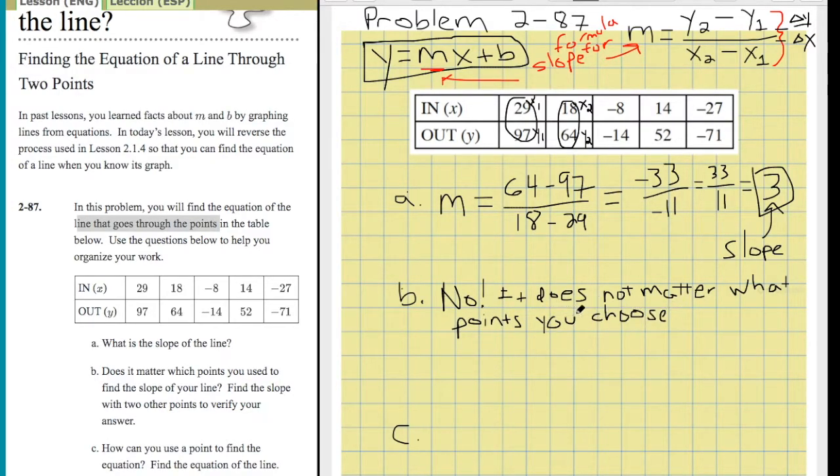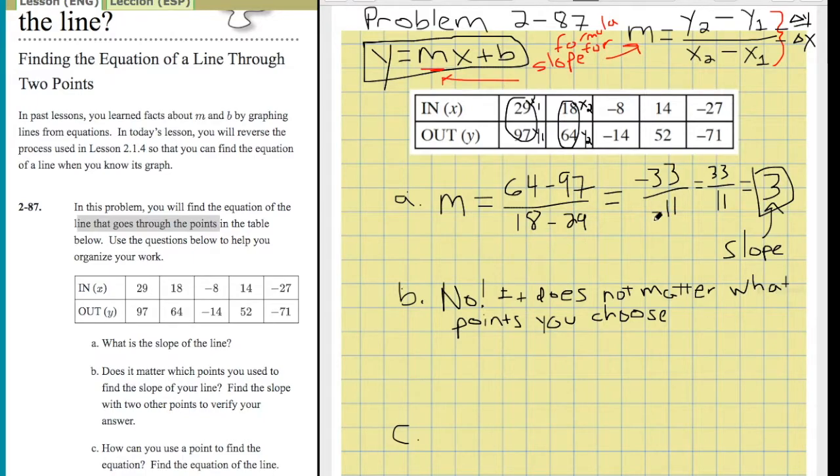It does not matter what points you choose because we know that the line goes through all of these points here. So you just need 2 points that go through the line, and then you can use any of them. And remember, because lines are linear, they have a constant rate of change. So the slope between any 2 points on the line should be the same, or it is the same, because it's a constant rate of change. The slope is a constant rate of change.